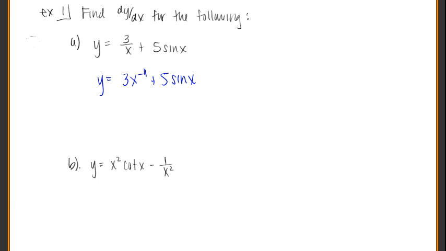From there, if you either want to write dy dx or y prime, same difference, it is going to equal, if you pull out the 3, you just focus on taking the derivative of x to the negative 1. So it would be negative 1 times x to the negative 2. And then plus 5, if I pull the 5 off the front, I'm just taking the derivative of sine x, and the derivative of sine is cosine x.